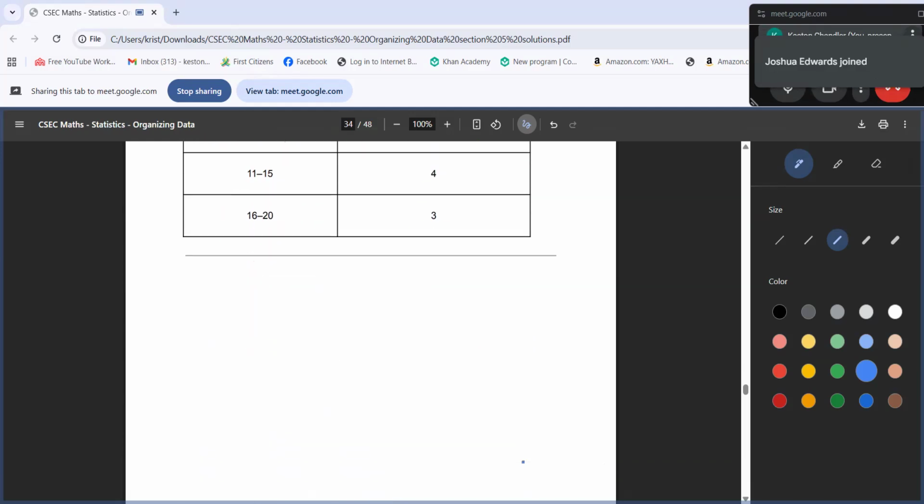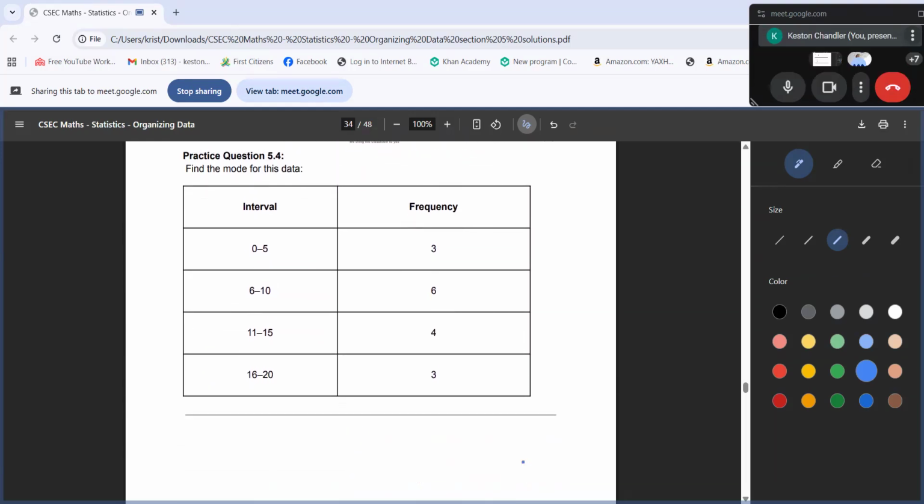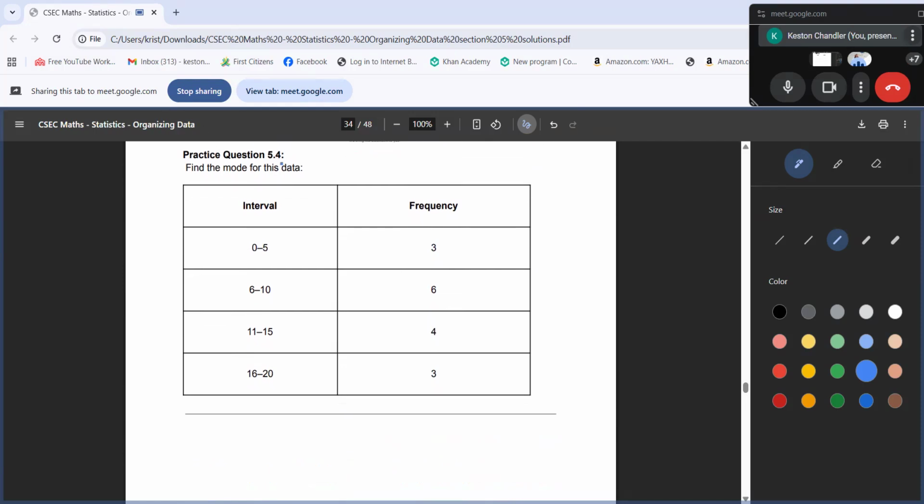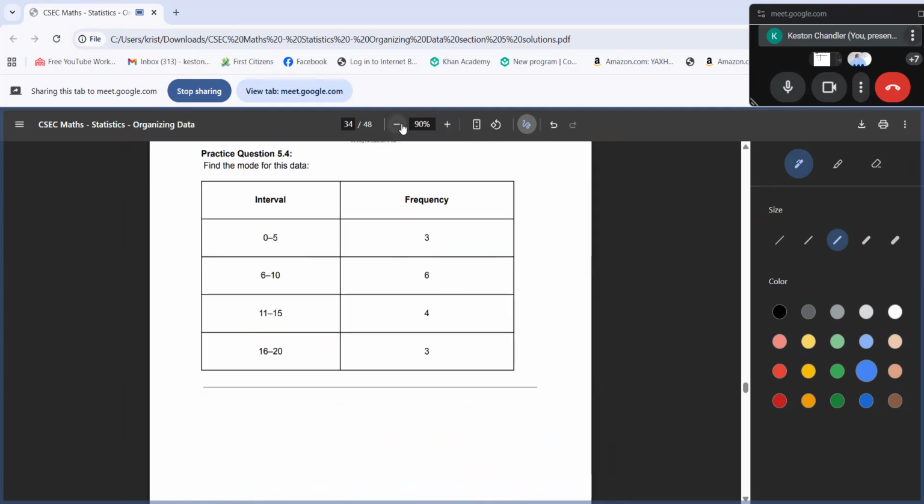Let's look at a practice question. We're going to do this together. So find the mode for this data. We have these different class intervals here. Just going to make it a little smaller. We need to identify the modal class. The modal class is the class with the greatest frequency. The class with the highest frequency is this one right here.